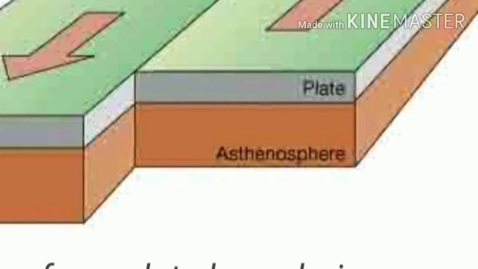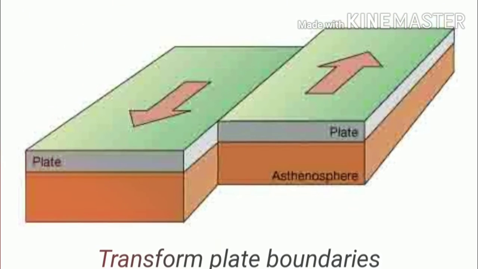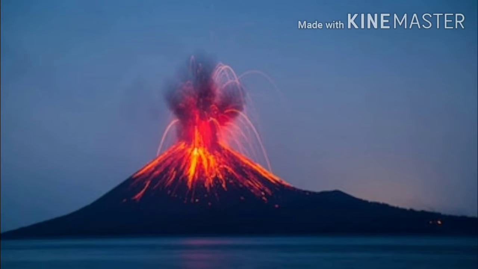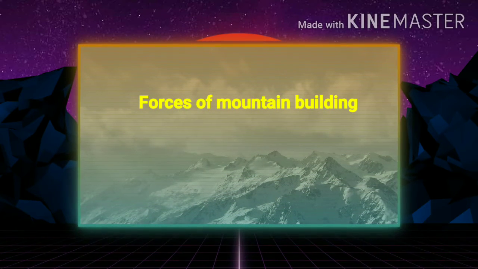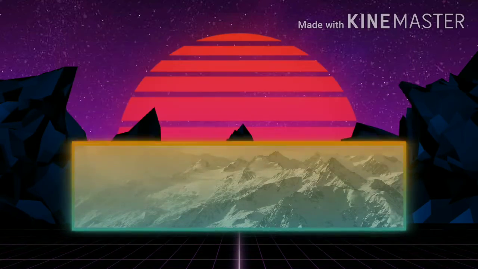Transform plate movement. It is caused when the earth's plates move past each other, rubbing along the edges. As the plates slide across each other, they neither create land nor destroy it. It results in earthquakes and volcanic eruptions. Forces of mountain building. We have two types of forces: external force and internal force.